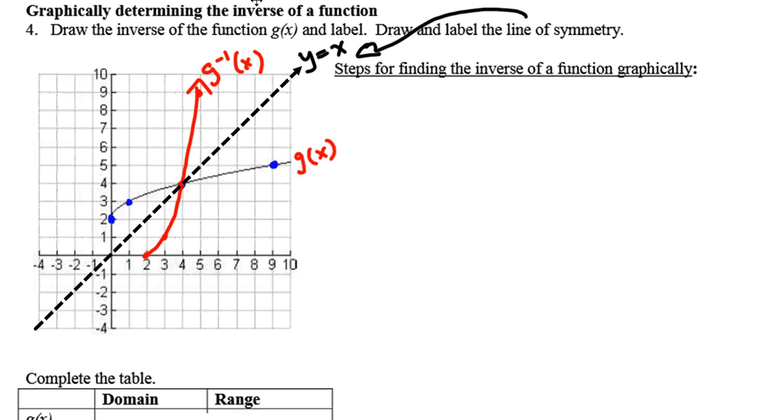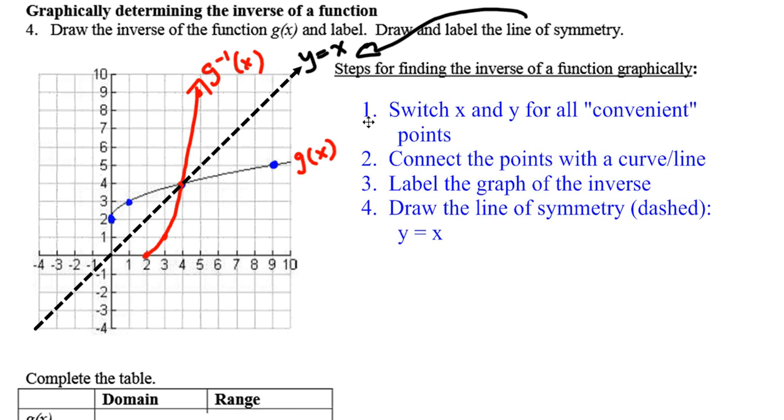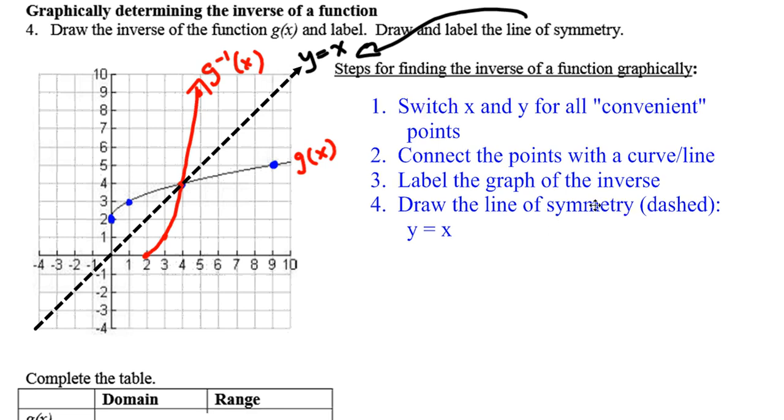Let's list some steps out. Okay, so what we did was we switched x and y for not all points, but the convenient ones, right? You only need several points in order to make a curve. Make the curve or line, whatever's appropriate. Label the graph of the inverse as well as its original, and then draw in the line of symmetry. Use a dashed line style for y equals x.